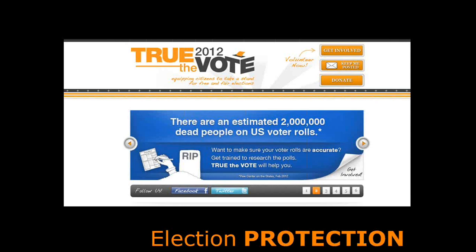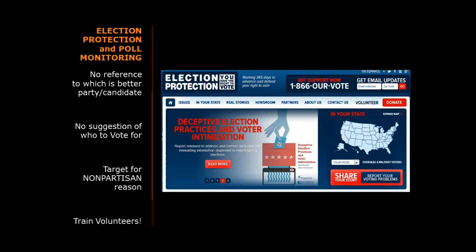You may have heard of the group True the Vote, and they suggest that they're going to recruit 1 million volunteers for Election Day. What we're concerned about is that their real goal is to intimidate voters and suppress voting. So it's really important for people who want to encourage as many people as possible to vote to be out there making sure people can access their right to vote. Andy already mentioned that the Election Protection Coalition is out there. I wanted to highlight that they have a lot of useful resources. They have a hotline. They have state-by-state summaries on voting-related laws.